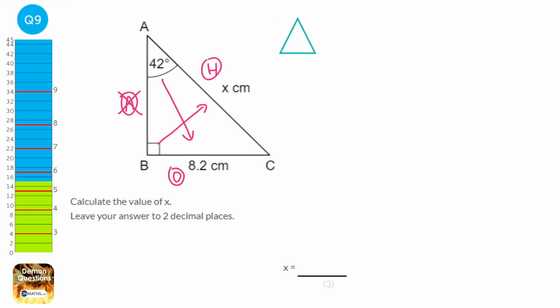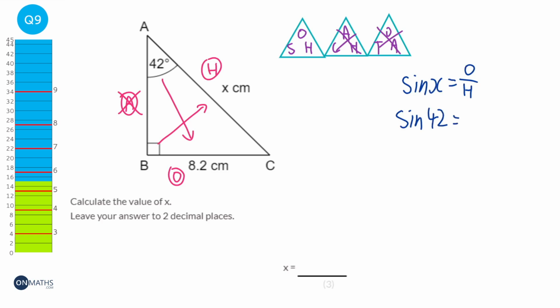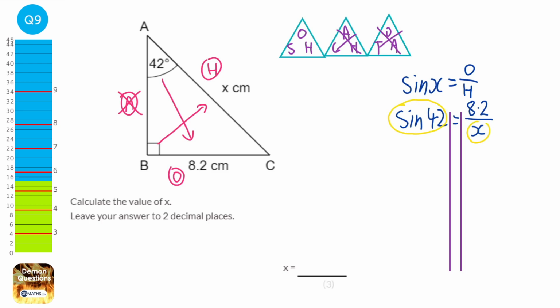We're going to do our SOHCAHTOA triangles next, and so we've got SOHCAHTOA. Now we crossed out the A, so we're not going to be using CAH or TOA. This question is going to be using sine, so it's going to be sine the angle equals opposite over hypotenuse. The angle is 42, the opposite is 8.2, and the hypotenuse is x. Put in our solving lines. Now if you're ever in this situation, what you can do is you can swap the left hand side with the x at the bottom.